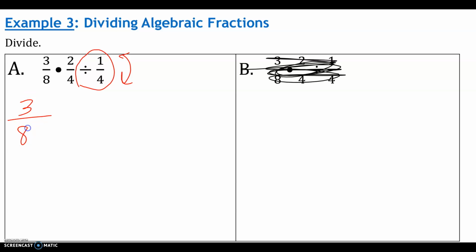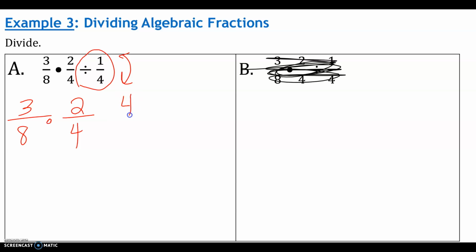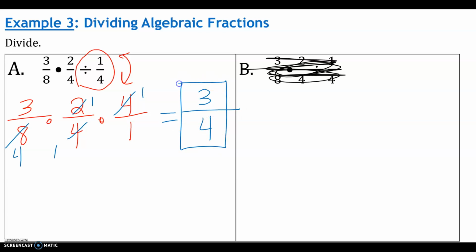So 3/8 times 2/4 times, remember we're going to flip, so 4 over 1. Now we can actually do the problem. So if you look diagonally, 4 cancel, each become 1. The 8 and 2, we can divide both of those by 2 and get a 4 and get a 1. Let's multiply straight across and you get 3 over 4. Wow, that was extremely easy.